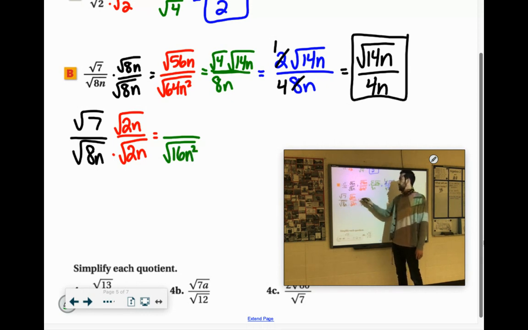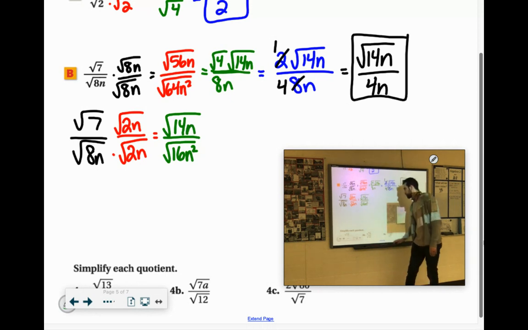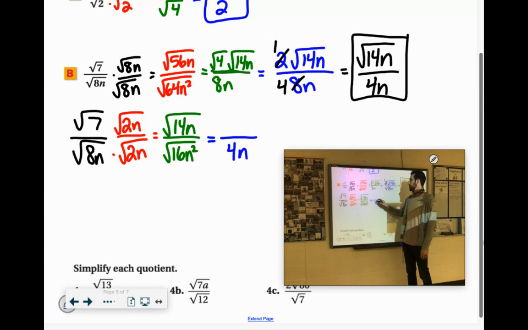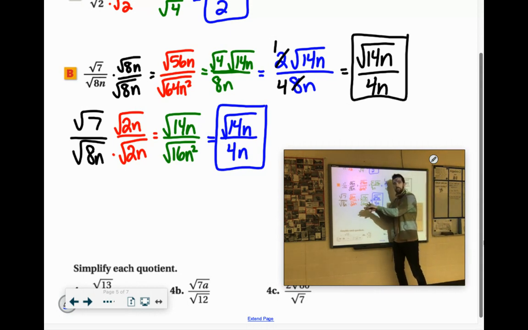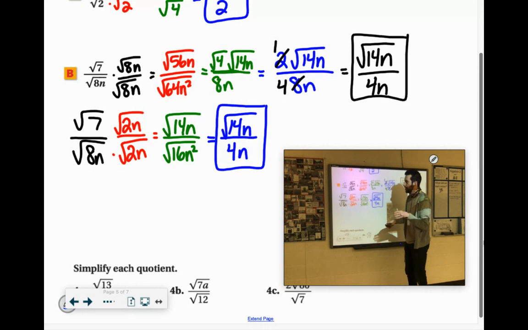The numerator would be root 14n. Square root of 16n squared is 4n. 14n doesn't have any perfect squares in it. You'll see, same answer, a little bit less work. So if you can think of a smaller perfect square that you can get, go for it.